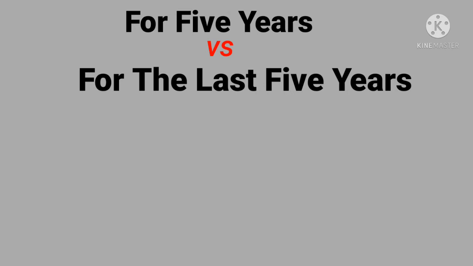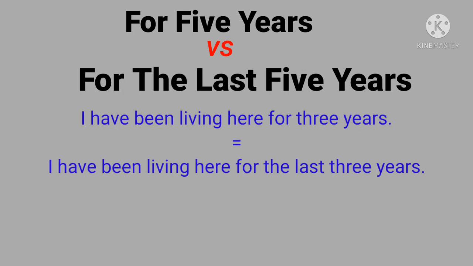We use present perfect continuous to say that something started in the past and is still happening. So in this case we can use "for the last 5 years" and "for 5 years" both without any difference in meaning. I've been living here for 3 years, I've been living here for the last 3 years. They mean the same thing because of the present perfect continuous tense. The present perfect continuous means started in the past and still happening. So here "for 5 years" and "for the last 5 years" don't make any difference in meaning.